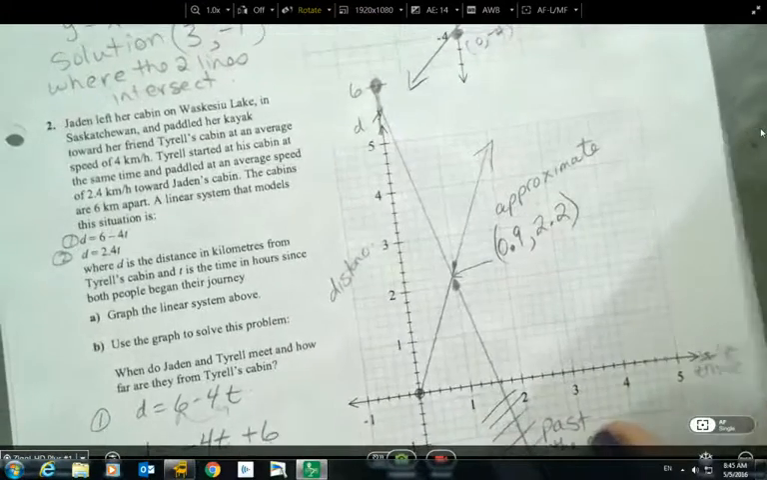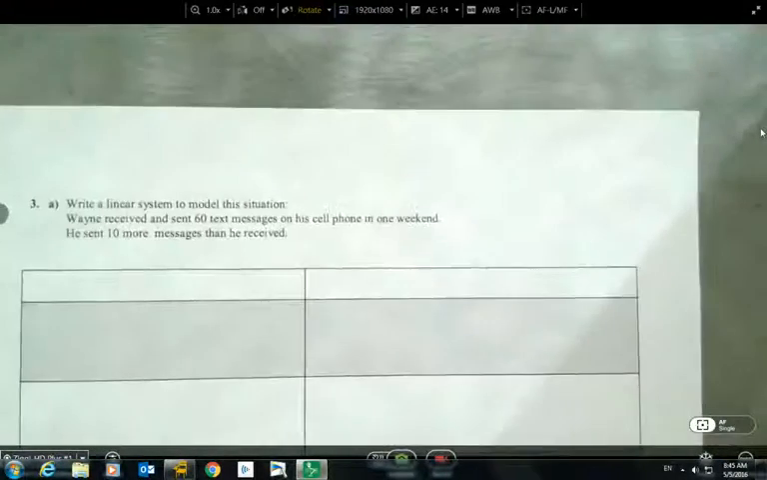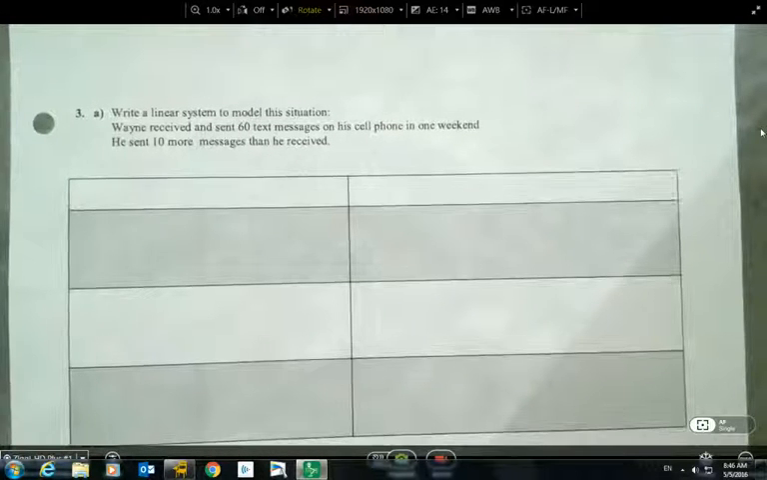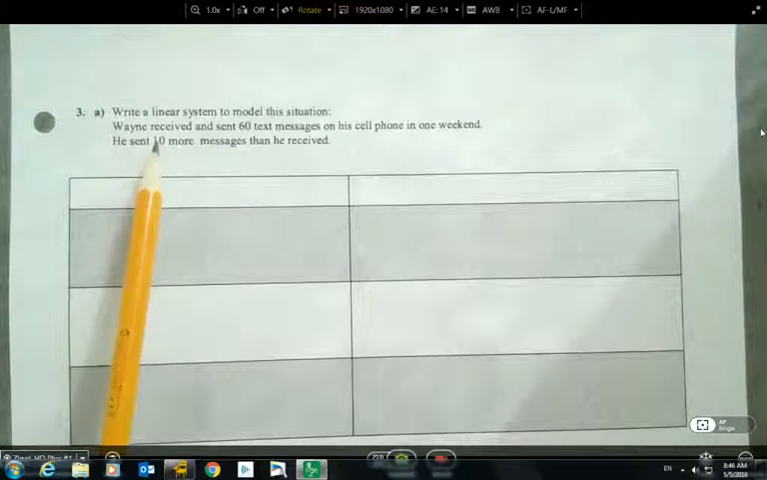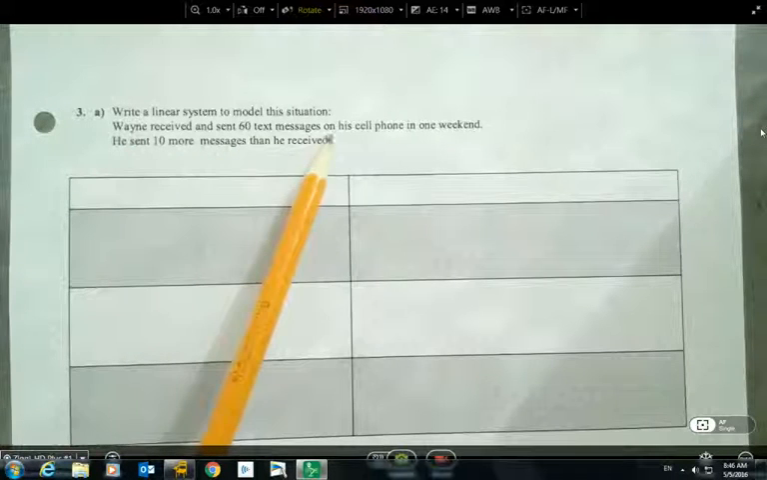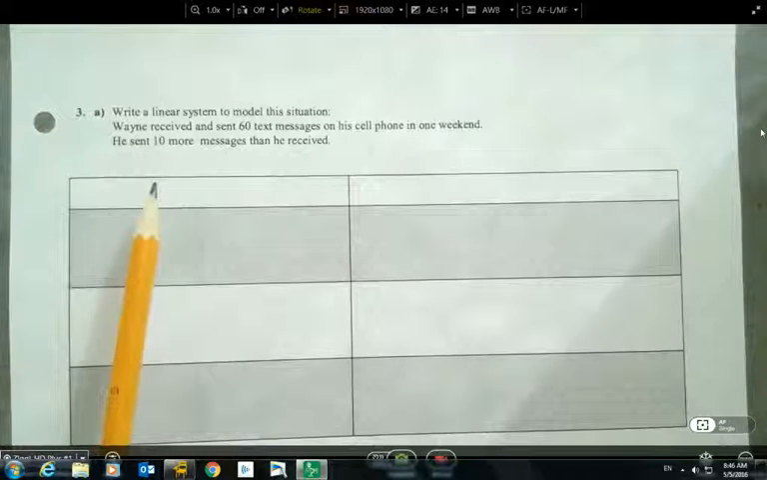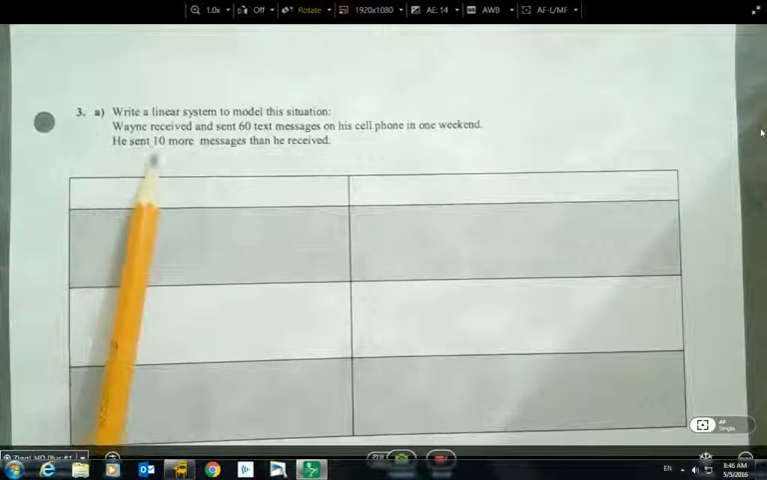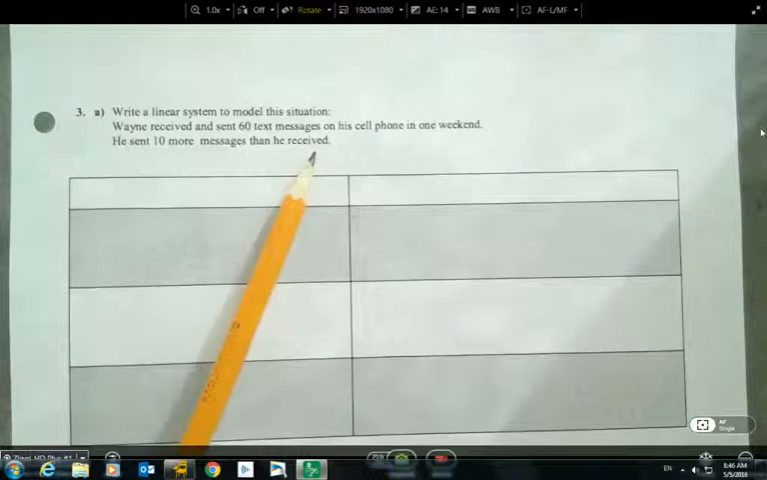All right. Now, yesterday we did some practice with questions where we were setting up systems. Okay, and here I've just given you a grid so you can use to kind of organize your thoughts. But we're looking at this system here. So it says, write a linear system to model the situation. Wayne received and sent 60 text messages on his cell phone in 1 weekend. You guys got that beat, right? Oh yeah, okay. He sent 10 more messages than he received.